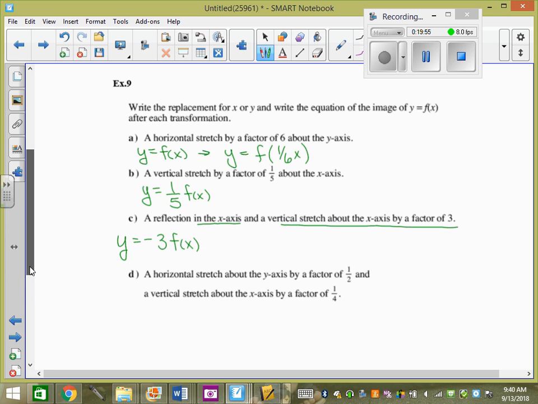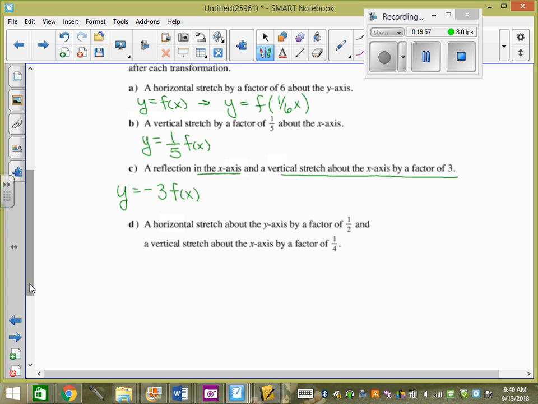Here we have a horizontal stretch about the y-axis by a factor of 1/2, and a vertical stretch about the x-axis by a factor of a quarter. So we get y equals 1/4, because it stays the same for vertical, right? F, and then what? Yeah. Like I said, if you're questioning yourself, look at the equation now and see if when you would give the answer to it, it would match.